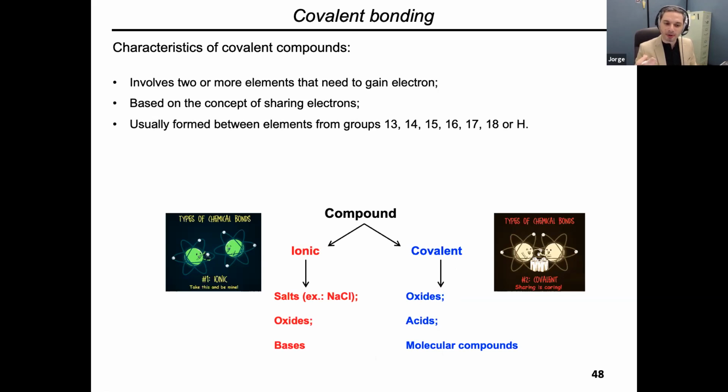So ionic compounds is the perfect marriage, and covalent compounds is more of a realistic marriage, okay? So you cannot gain all the time. You have to lose a little bit sometimes, and elements are going to share electrons in order to achieve stability.